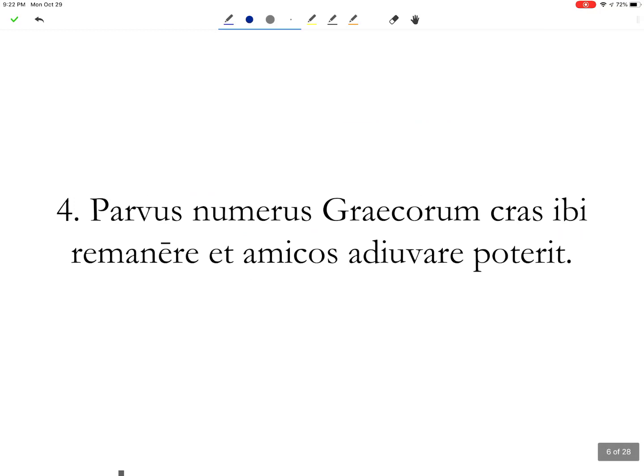Parvus numerus Graecorum cras ibi remanere, et amicos adiuvare poterit. Let's look at the structure of the sentence. Here's your subject, here's your verb. Oftentimes first, last. If you get confused and think of parvus as the subject, it's okay. It does modify the subject. You're not going to be lost. But notice right here this et. So he will be able to do two things. And if we remember poterit, expect the infinitive. Here's one complementary infinitive, and here's the other complementary infinitive. Both of these are present active infinitives.